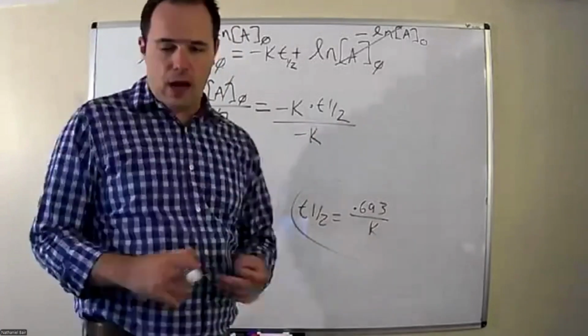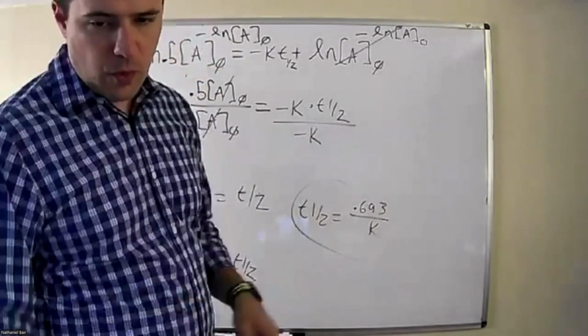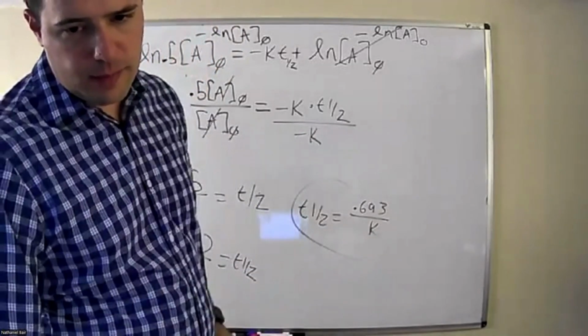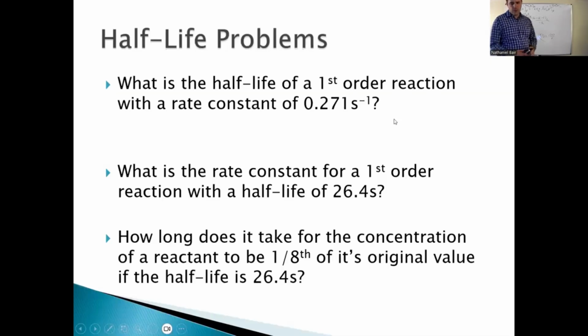So let's take a look at how one of these reactions would work. Let's practice one of these guys. Let's see, do I have a practice one in here? I do. So what is the half-life of a first order reaction that has a rate constant of 0.271 seconds to the negative first? So let's use this new equation. T1 half equals 0.693 over K. I'm giving you K. You should be able to very quickly solve for the half-life.